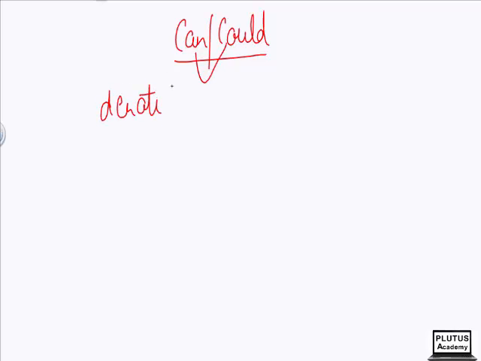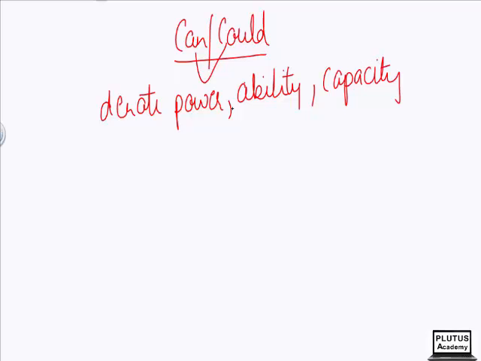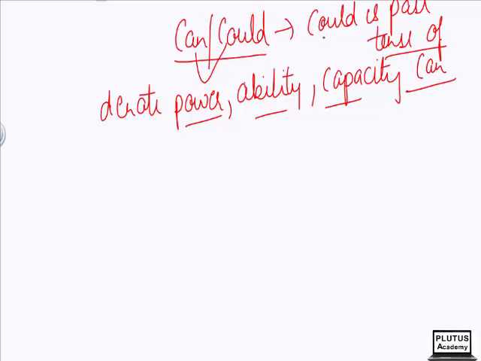So starting from can and could. First we'll figure out what these words basically denote, where we have to use them, and in what kind of sentences we have to use them. Can is used, or you can say could is used, to denote power, ability, and capacity. These two words denote power, ability, and capacity. Also, could is the past tense of can.